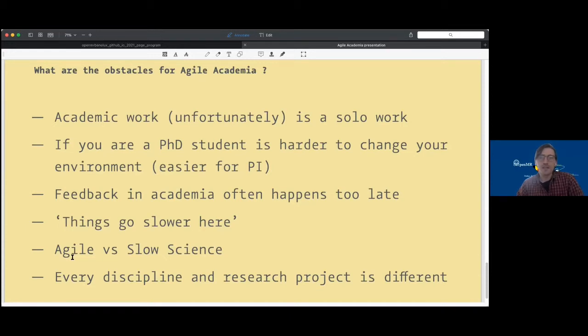Yes. Like I said, feedback in academia often happens too late. So this is something we could also discuss. For the next two points, I don't know if this agile approach, that we should do more, that we should do something really fast, is a good approach for academia, because sometimes this is a problem.